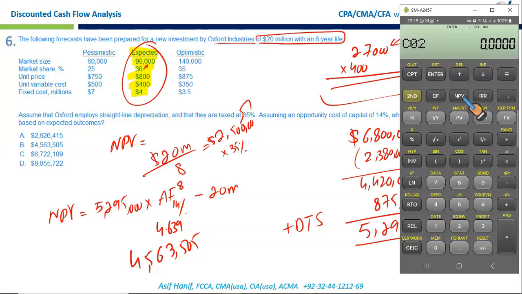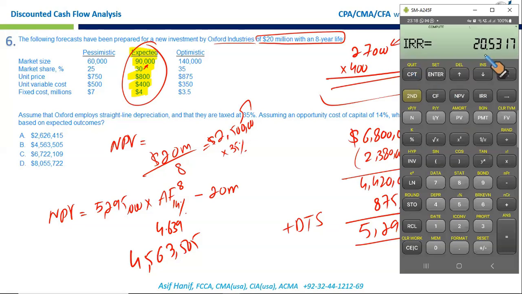We need to calculate NPV, press NPV. What is the discount rate to be used? 14%. You press 14, you press enter, down arrow key, and you press CPT. It calculates 4562784, which is the more accurate number, right? And if a question like this requires you to calculate IRR, it's just a one-step game. Press IRR, press CPT. It's 20.53.